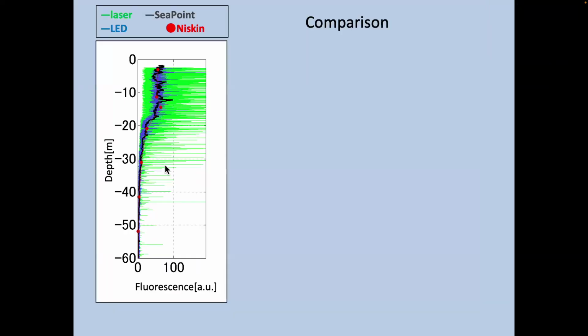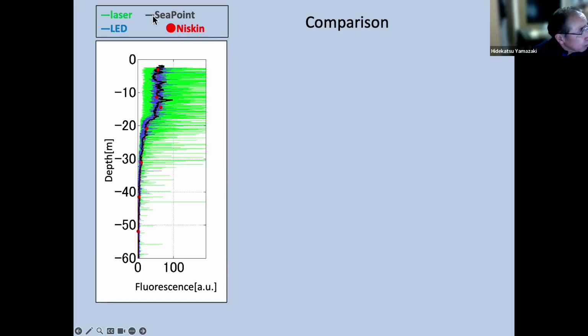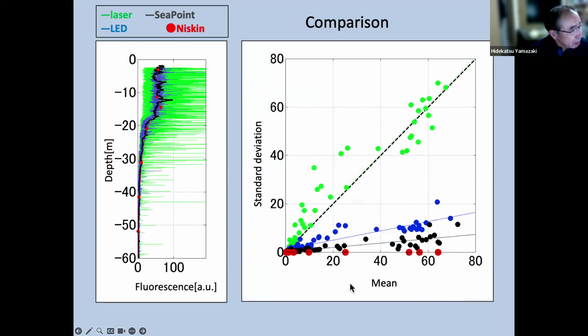Okay, so far I introduced 4 different ways to measure phytoplankton: Niskin bottle and C-point mounted on CTD, and LED centimeter scale probe and laser millimeter scale probe. And I showed you at every meter's average, all of them agree. The difference is variance. So except Niskin, you can compute mean and variance for each meter scale. Then you can plot mean versus standard deviation. This is called coefficient of variation. For Niskin bottle, there's no standard deviation, so it's only mean.